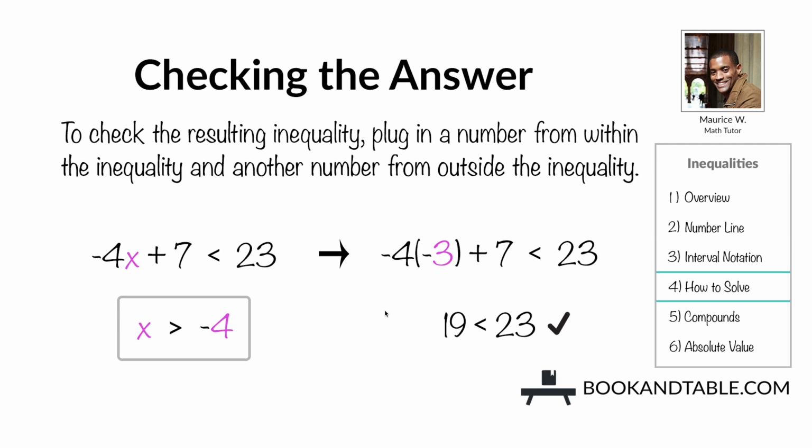When you are checking the answer of the inequality, you want to plug in a number from within the inequality and another number from outside the inequality to show that the inequality is correct. Here we have x is greater than negative 4. So you want to try negative 4. That should not work. And then you want to try a value slightly larger than negative 4, and that should work. So negative 3 is larger than negative 4. If we plug that in, negative 3 times negative 4 is positive 12, plus 7 is 19, and we get 19 is less than 23, which is true. But if we plugged in negative 4 instead, negative 4 times negative 4 is 16, plus 7 is 23, and 23 is not less than 23.